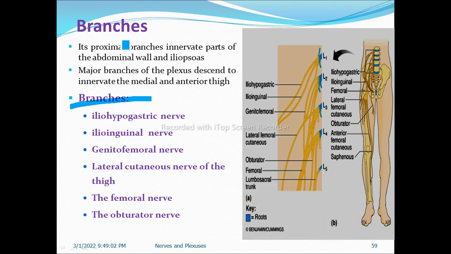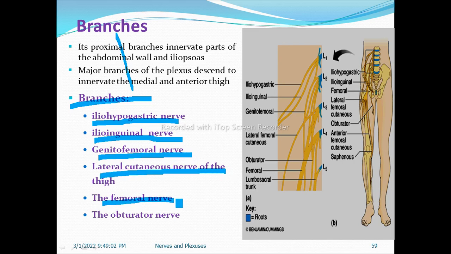So there are branches of the lumbar plexus. The first is the iliohypogastric nerve, second the ilioinguinal nerve, third the genitofemoral nerve, fourth the lateral cutaneous nerve of the thigh, fifth the femoral nerve, and sixth the obturator nerve. From these, the iliohypogastric nerve arises from lumbar 1, which is the main nerve, and the ilioinguinal nerve is from lumbar 1, a collateral nerve. Genitofemoral arises from L1 and L2. Lateral cutaneous nerve of the thigh arises from L2 and L3, and the femoral nerve and obturator nerve we will see.